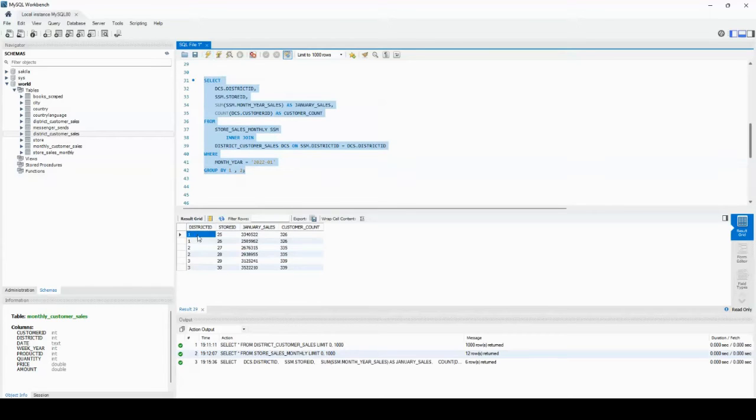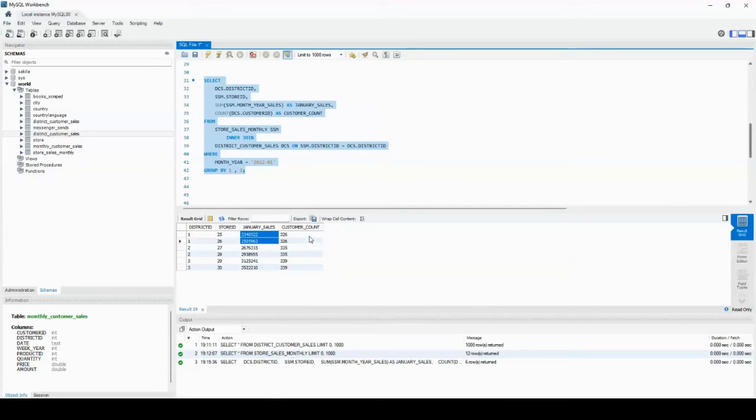So great. So I have my district ID, my store ID, my January sales, and my customer count. There are a few things that should stand out to you first. Earlier, when we were looking at that store sales monthly table, we noted that the average store sale was between $7,000 and $11,000. And this is showing 3.3 million. So that's way too high just to start.